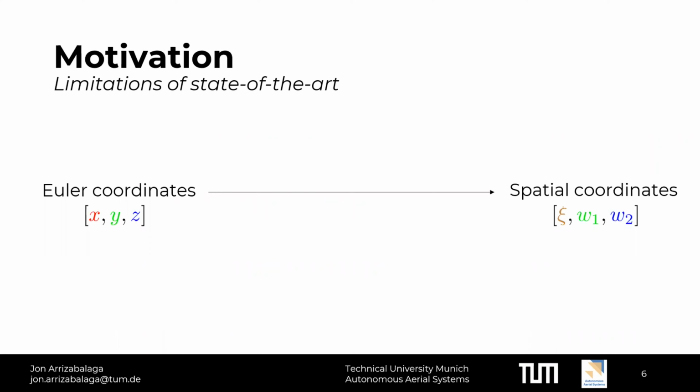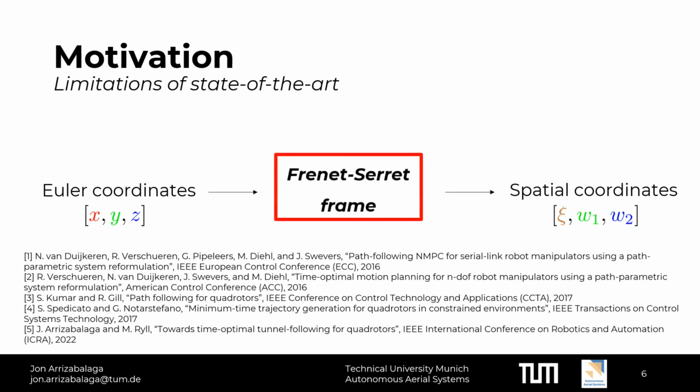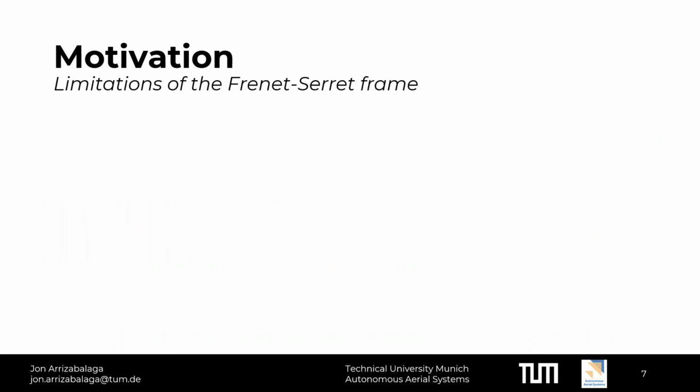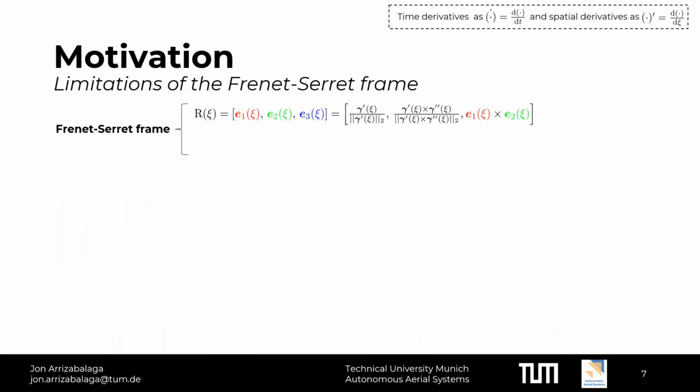To conduct this spatial reformulation from the Euler coordinates to the spatial coordinates, state-of-the-art methods rely on the Frenet-Serret frame. Before we discuss the advantages and the limitations of the Frenet-Serret frame, we need to understand how it is defined. If we look into its equations, we realize that the respective components of the frame are exclusively dependent on the path function and its spatial derivatives. At this point, I need to clarify that the spatial derivatives will be denoted by an apostrophe and refer to the derivatives with respect to the path parameter. In the upcoming slides, when referring to time derivatives, we will use the standard dot.